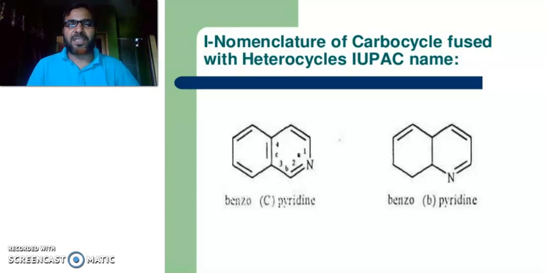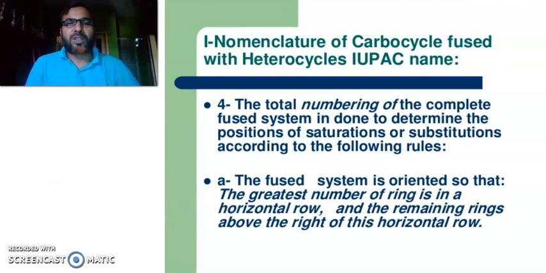Benzo[b]pyridine. Why b? Because it is attached at the b face, where the ring is missing one double bond. The total numbering of the complete fused system is done to determine the position of saturation or substitution according to the following rules.